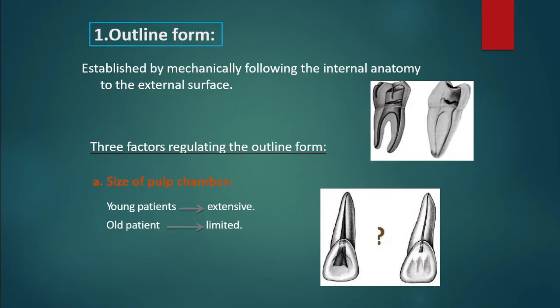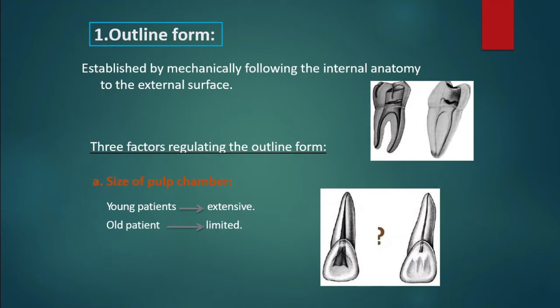All right, now let's move on to the first principle, principle number one, which is the outline form. To achieve optimal preparation, three factors of internal anatomy must be considered. First of all, the size of the pulp chamber. In younger patients, the size of the pulp chamber will be bigger, while it will be more limited in older patients. Number two, the shape of the pulp chamber.